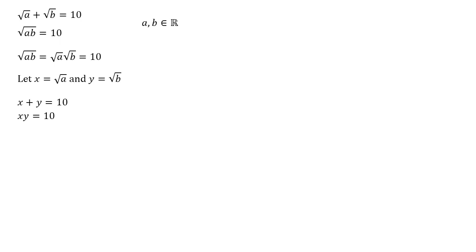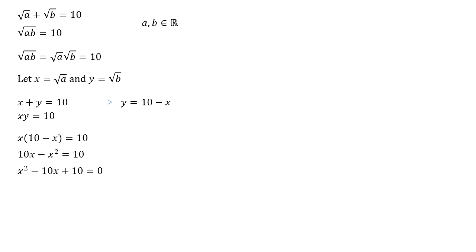We're going to do this by substitution. We could rearrange either equation. I'm going to rearrange the top one. So we get y is equal to 10 minus x. Substituting this into our second equation, we get that x times 10 minus x equals 10. Expanding the brackets gives 10x minus x squared equals 10. And rearranging everything onto the same side, we get the quadratic x squared minus 10x plus 10 equals 0.